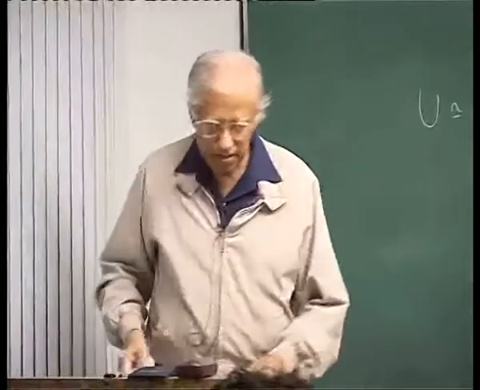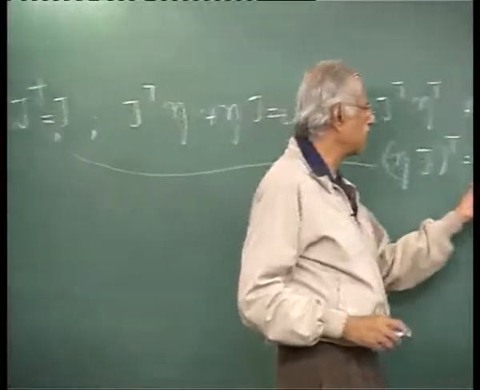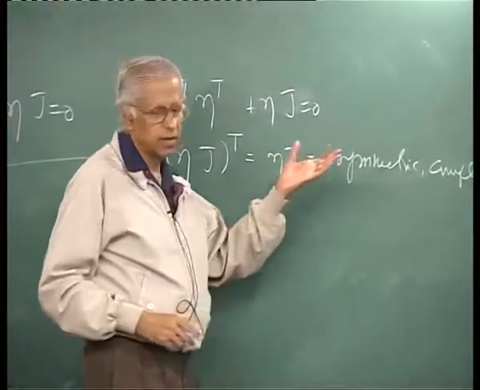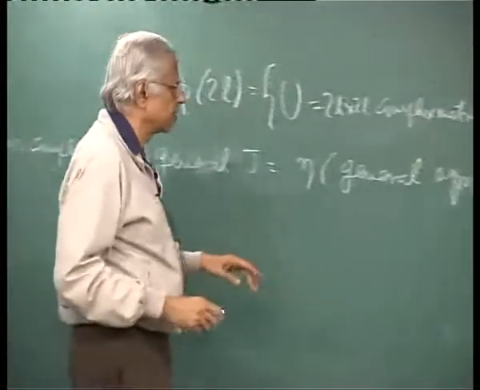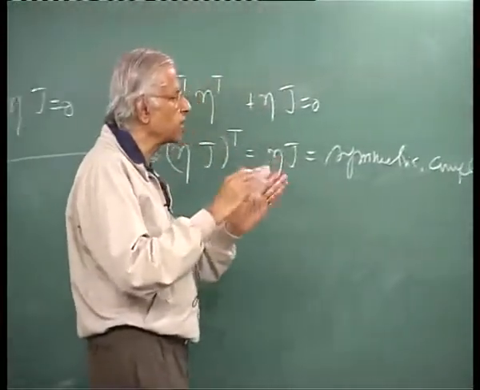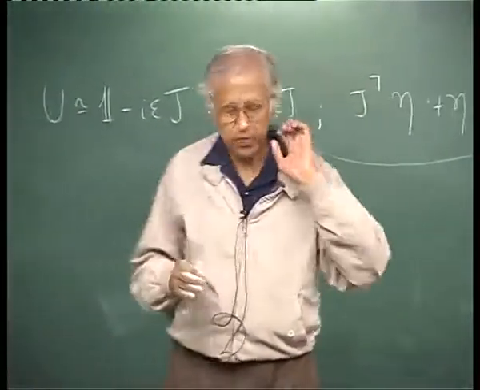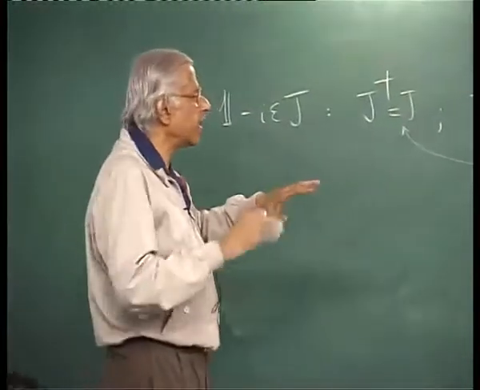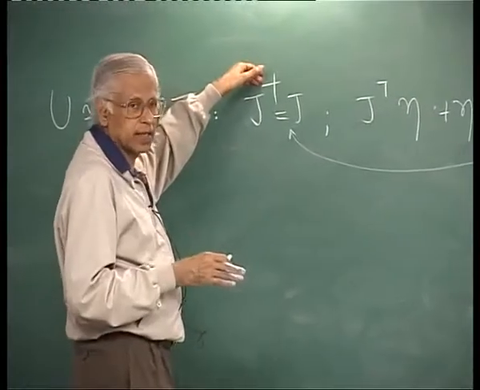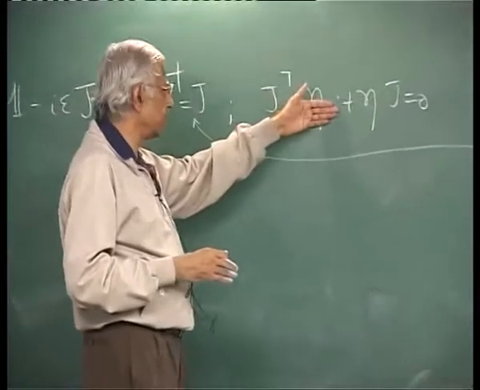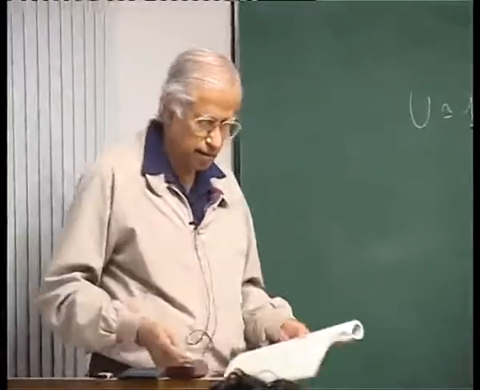I repeat, we take care first of the symplectic condition, which is the more complicated condition. Symplectic condition says eta j is some symmetric complex matrix. So find a basis for all symmetric matrices, label them in some way, multiply each one of them by eta on the left, you get a basis for the j's. So the j will be some combination of all of them. Then on that combination, you impose hermeticity. This hermeticity does not involve eta. So you have to obey this symplectic condition, you have to obey the Hermitian condition. Both have to be satisfied. And this is what causes the complication.